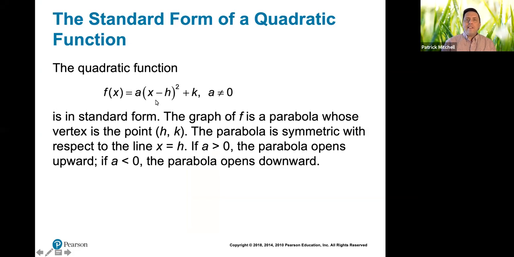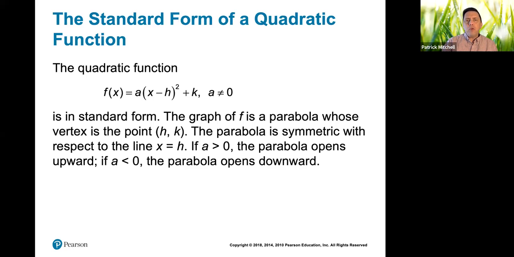So first we'll look at the standard form of a quadratic function. The quadratic function f of x equals a times (x minus h) squared plus k, where a does not equal 0, is in standard form. The graph of f is a parabola whose vertex is the point (h, k). So this goes back to section 1.6 from the previous chapter. I believe we looked at the graph of the basic quadratic function f of x equals x squared.